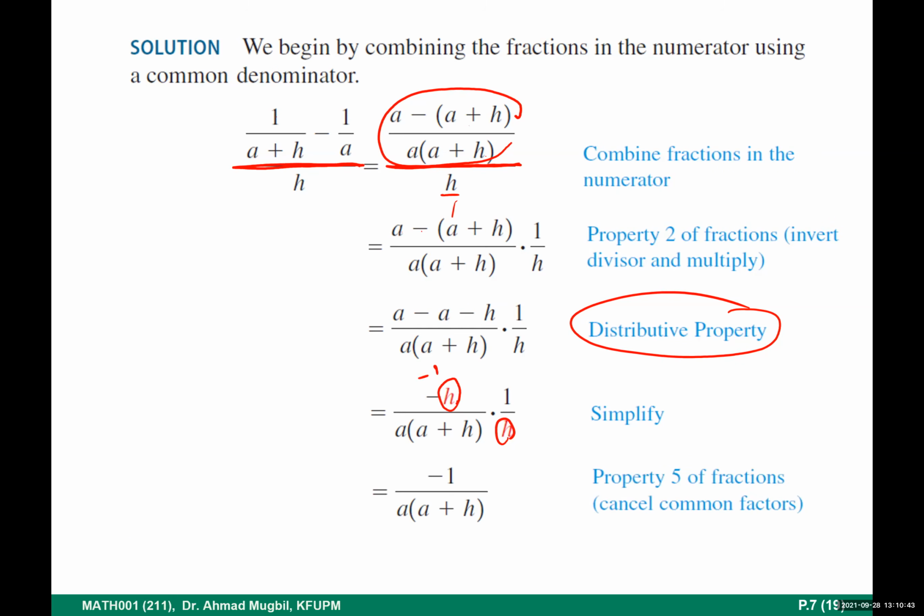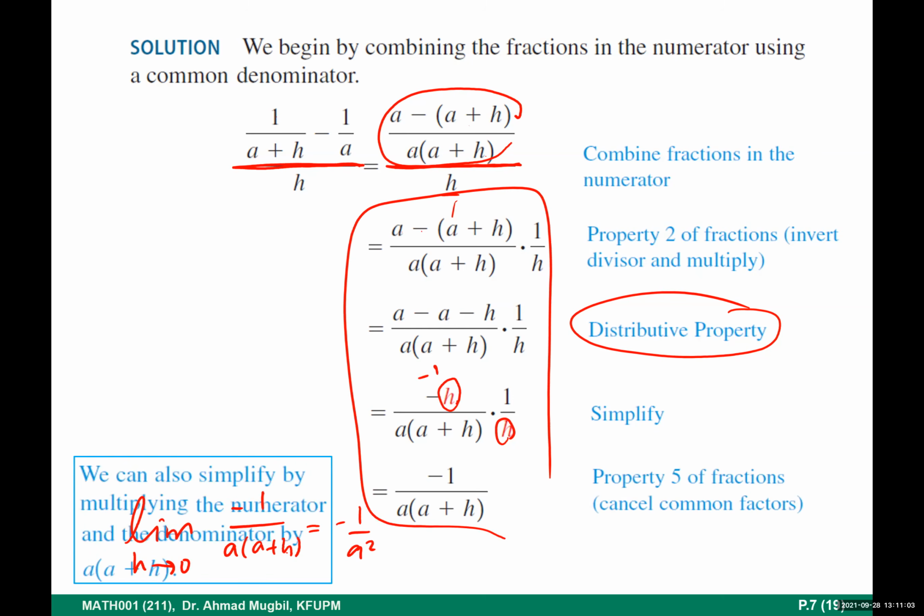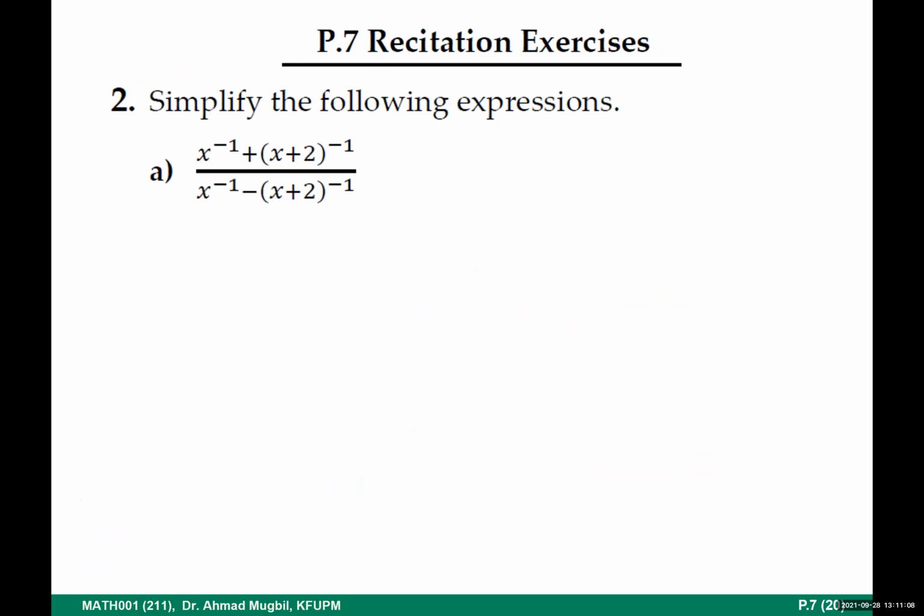What you will do in Math 101, you will just find the limit when h goes to 0 for this. A times a plus h, which will be negative 1 over a squared. H will be 0. A times a is a squared. That's it. So most of the work is from here, from Math 101. You can do, of course, ya shabab, by multiplying the LCD of all the fractions, the same as we did in the previous example. Now, I expect you can solve this recitation exercise. Simplify the following expression. This is question number 2 in the recitation. If you got the idea, it will be so easy.